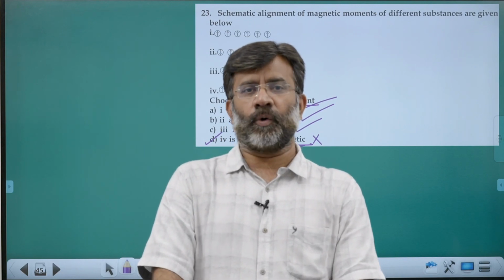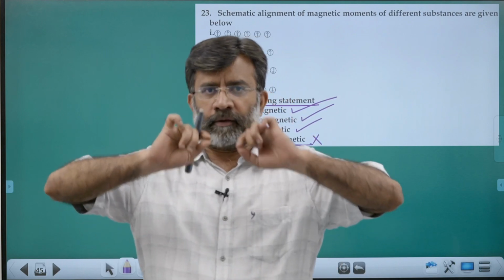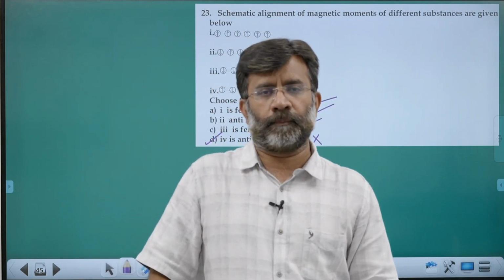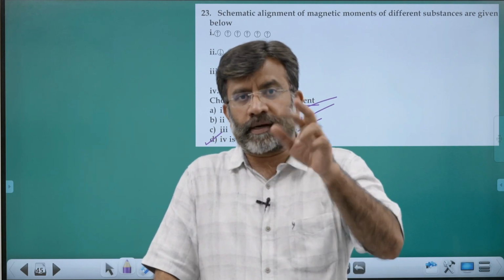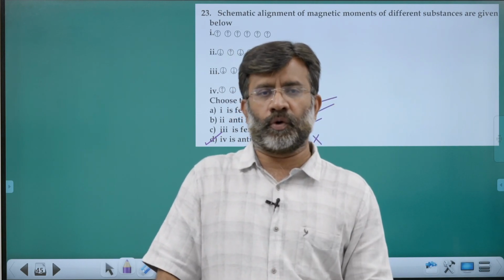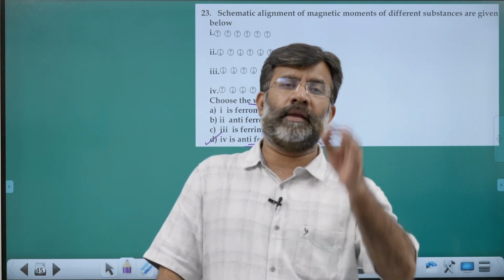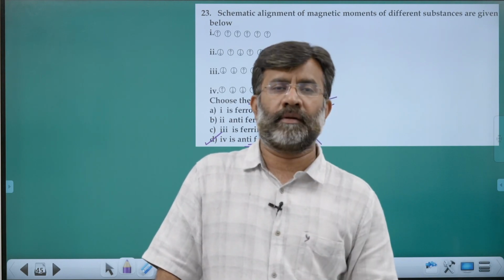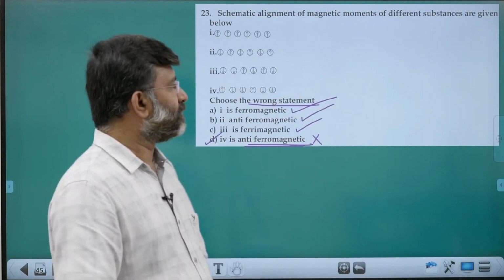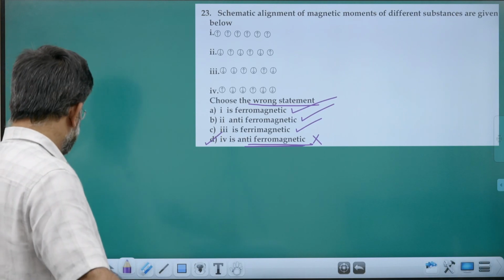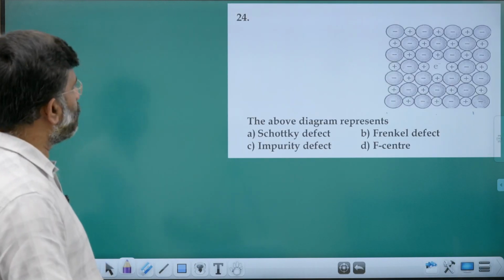So what is ferro? All dipoles in one alignment. Antiferro, the dipoles aligned alternately. Ferri, the dipoles aligned parallel, anti-parallel in unequal number. Okay. So the answer is D. It is ferrimagnetic. Next question.